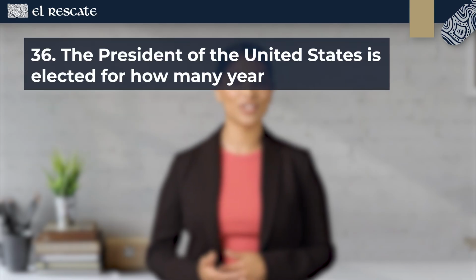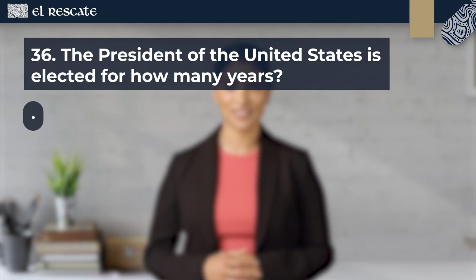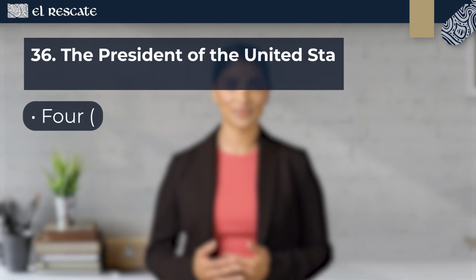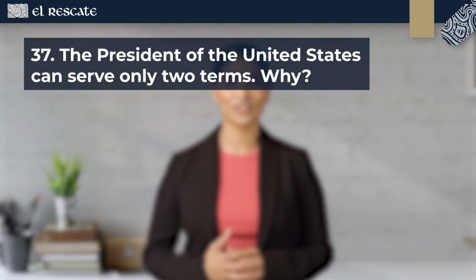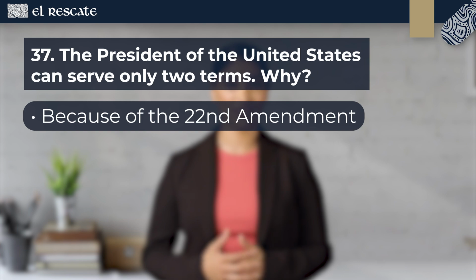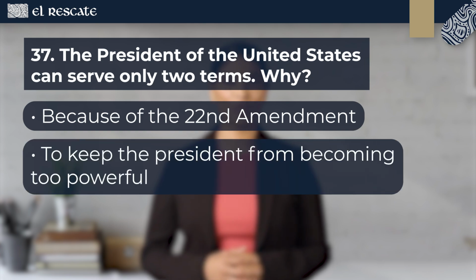The President of the United States is elected for how many years? 4 years. The President of the United States can serve only 2 terms. Why? Because of the 22nd Amendment, to keep the President from becoming too powerful.